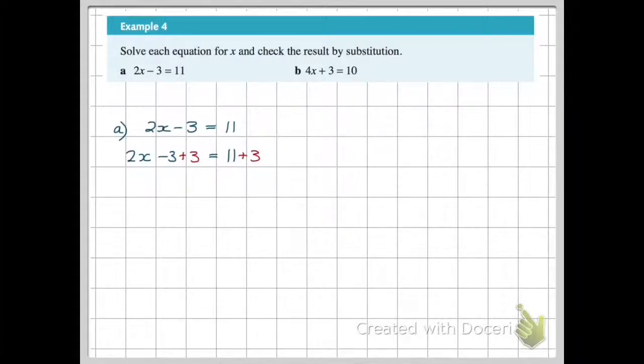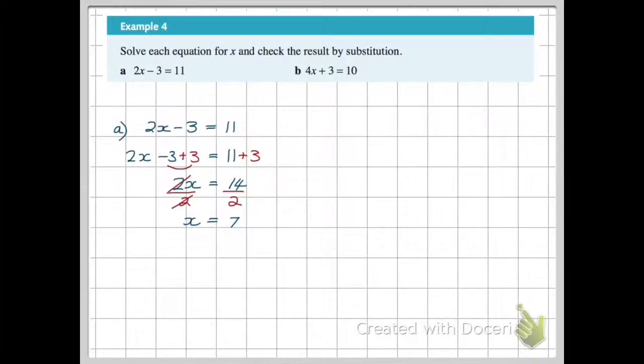So on the left we have minus 3 plus 3, which is 0. So we're left with 2x on the left, and then 11 plus 3 equals 14. But we need to do a second step. The reverse of 2 times x will be x divided by 2. So we divide both sides by 2. The 2's cancel out because 2 divided by 2 is 1, and 1 times x is x. So the answer is x equals 7.